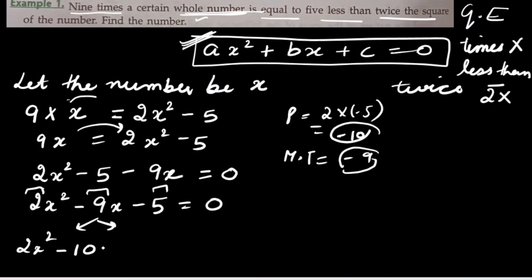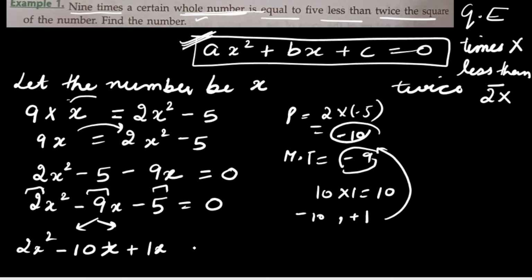Shreyasi has given the factors minus 10x plus 1x. See, 10 into 1 if you multiply, you'll get 10, and if you add or subtract them, you can get 9 also. It depends on the sign. So minus 10 and plus 1 we have to choose, then only we will get the required result. I am not going to explain this in detail. If you want, I'll share one video in the link. If you don't know how to do splitting the middle term, you can go through that.